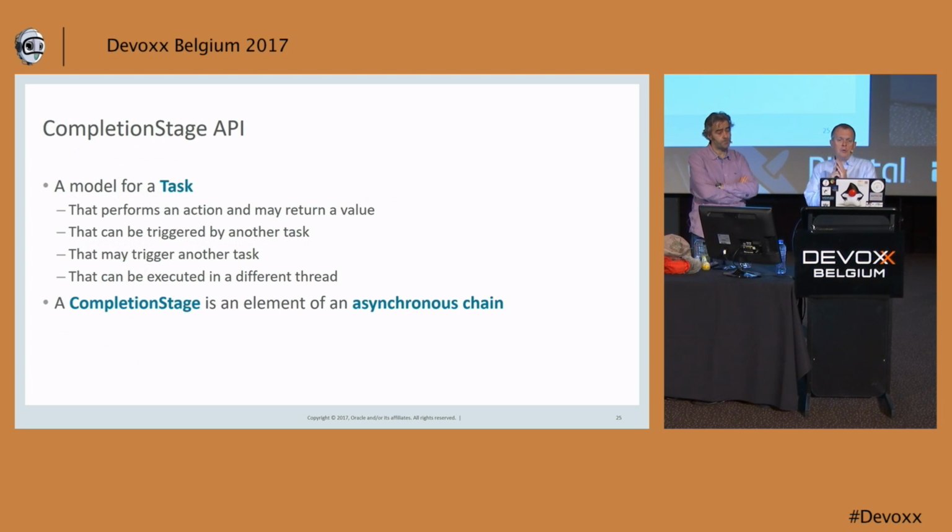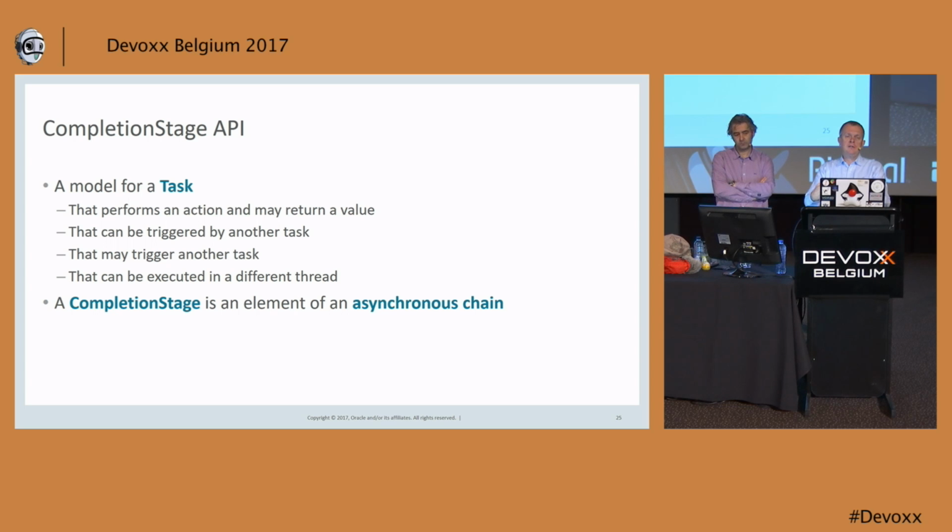What is a CompletionStage? From a pure technical point of view, a CompletionStage is an interface from Java 8. So starting Java 8, you can use that. It's an extension of the Future object. So everything you can do with the Future object, you can do it with a CompletionStage. From a design point of view and design pattern point of view, in fact, a CompletionStage can be seen as a model of a task.